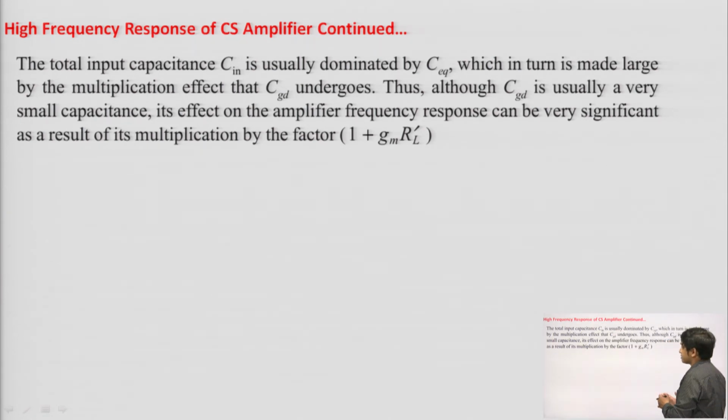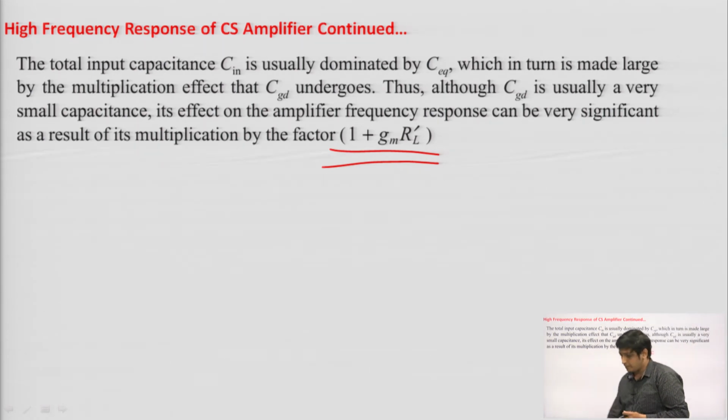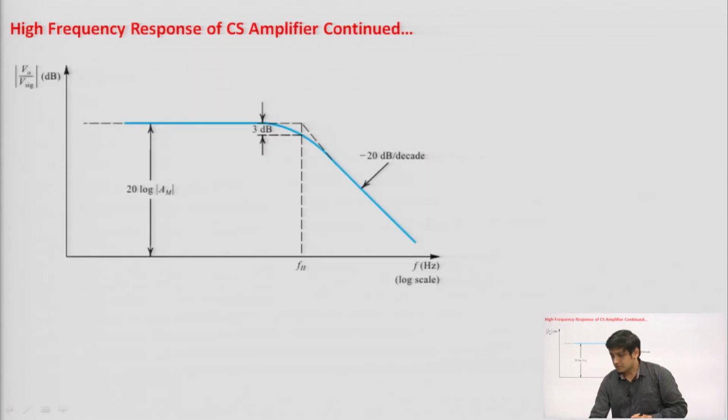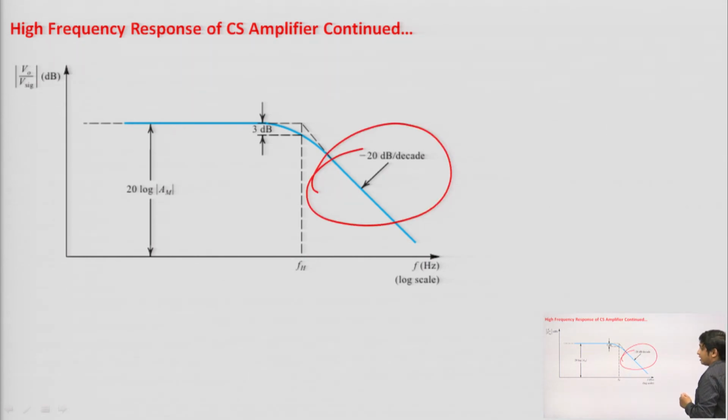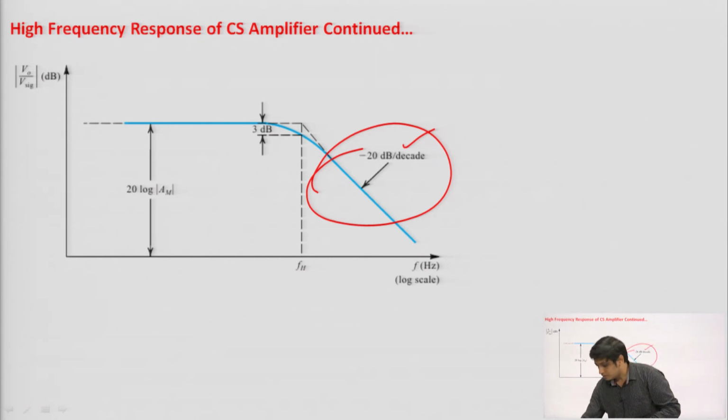I have already discussed this Miller effect: the factor 1 plus gm RL dash is called the Miller multiplier, and due to the increase in input capacitance the bandwidth is reduced. So, this is the high frequency response of the CS amplifier. In high frequency response we can see that the gain is reduced at high frequency, and because of the pole we are getting here, the slope is minus 20 dB per decade. So, it is clear that at high frequency the gain is reduced because we are getting the pole, and this is a kind of STC circuit of low pass type.